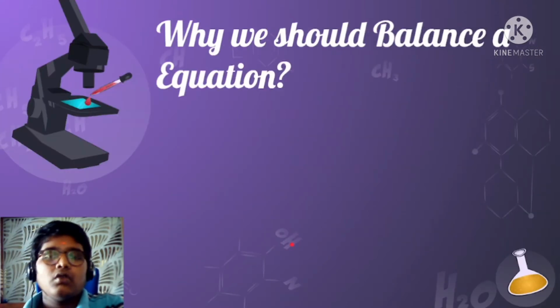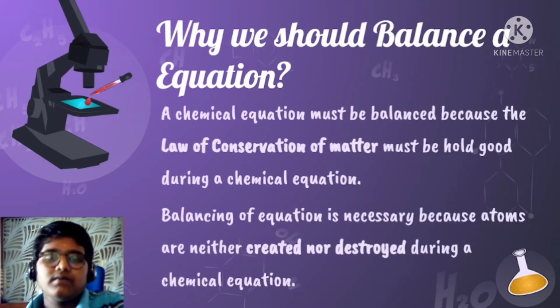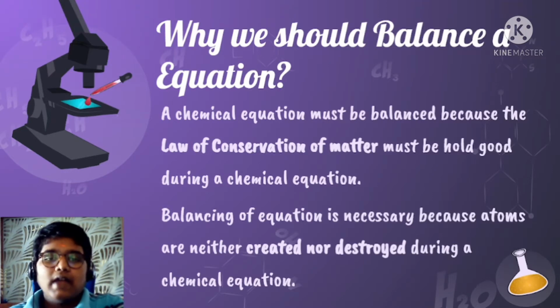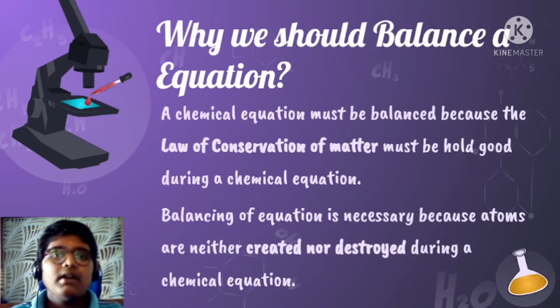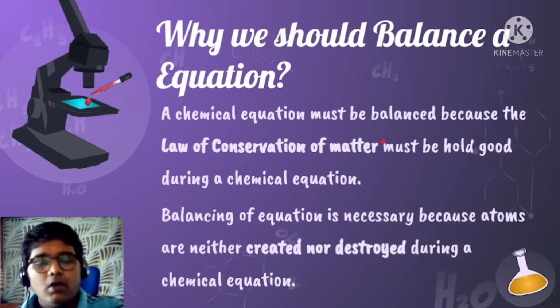Alright. So why should we balance the equation? Why is it important? We must balance a chemical equation because we must hold good the law of conservation of matter or mass. As we know, matter cannot be created nor destroyed in a chemical reaction. So if there are different numbers of atoms on the left hand side and on the right hand side, that doesn't hold good this law. So we must balance a chemical reaction to follow the law of conservation of matter.